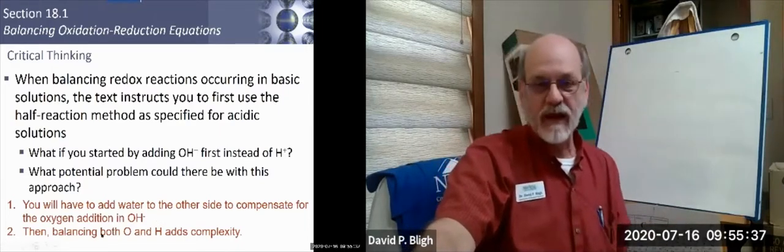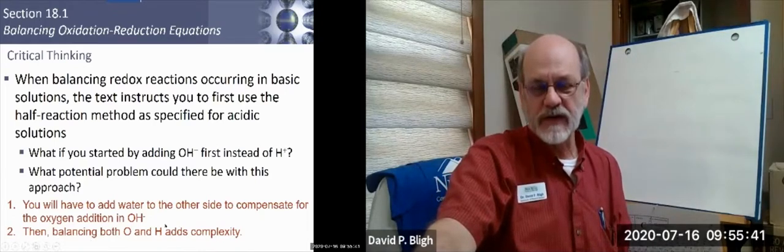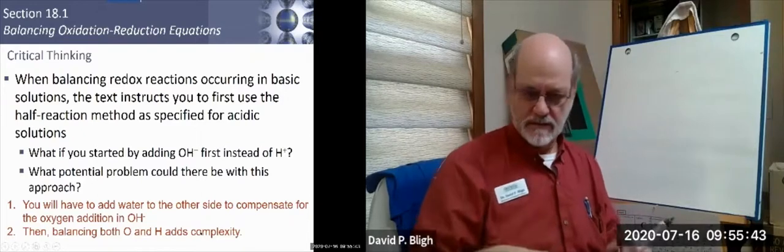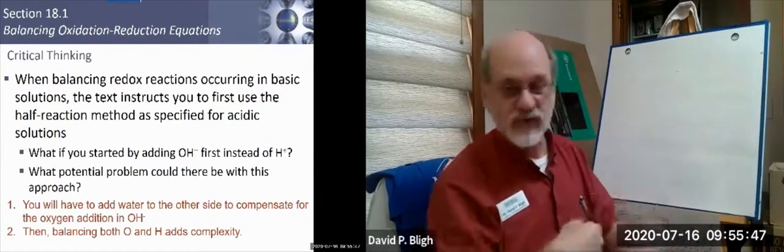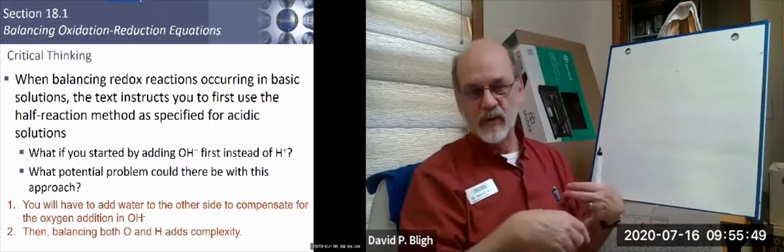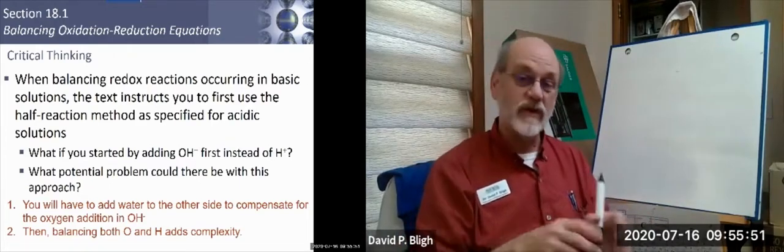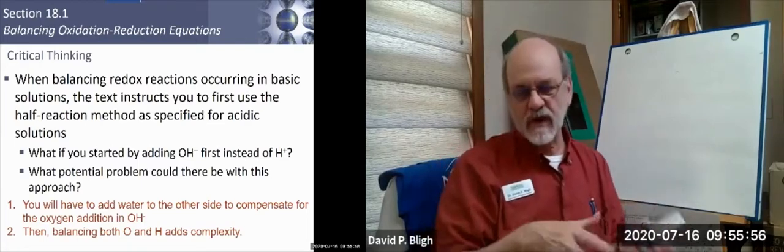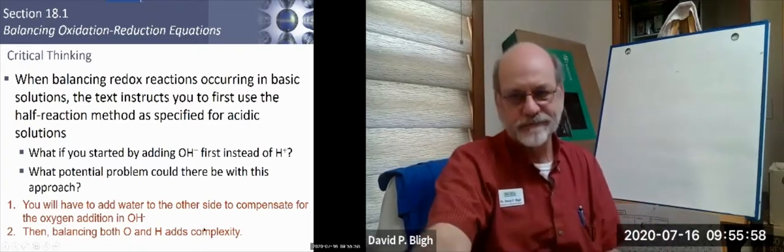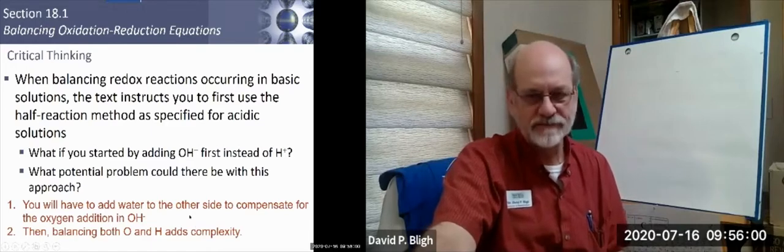And then you have to balance both oxygen and hydrogens by the addition of water. And now you've got hydrogens on both sides. With the acid method, you've only got hydrogen on one side in addition to the water. So it becomes a little easier to balance. It just gets really complex.